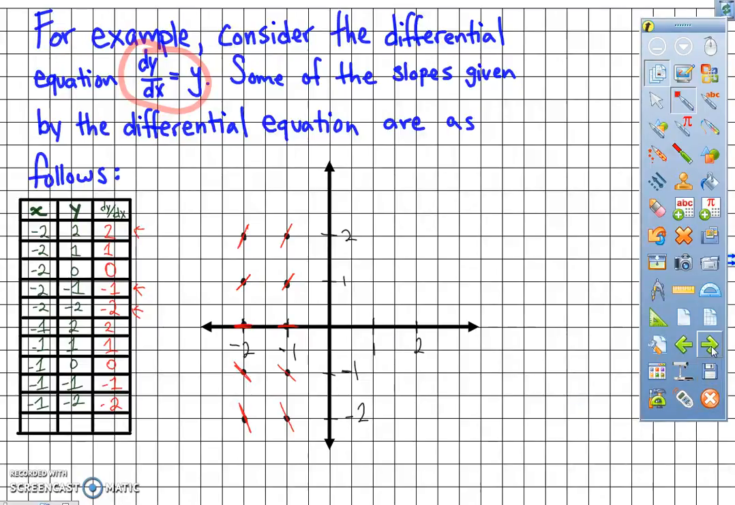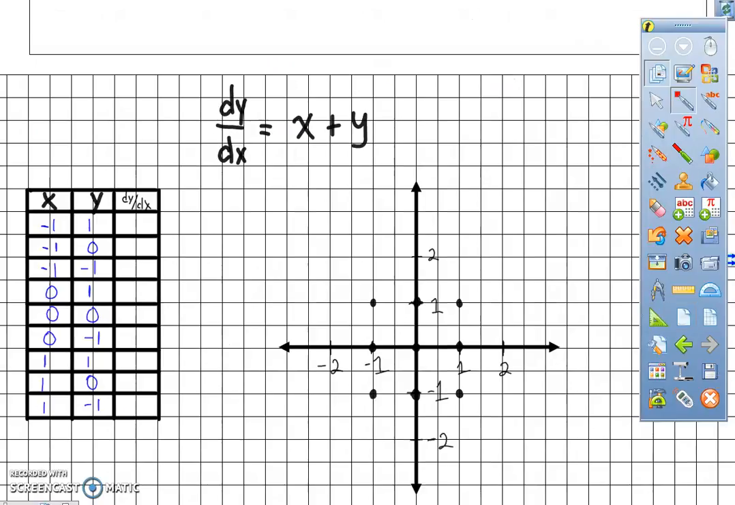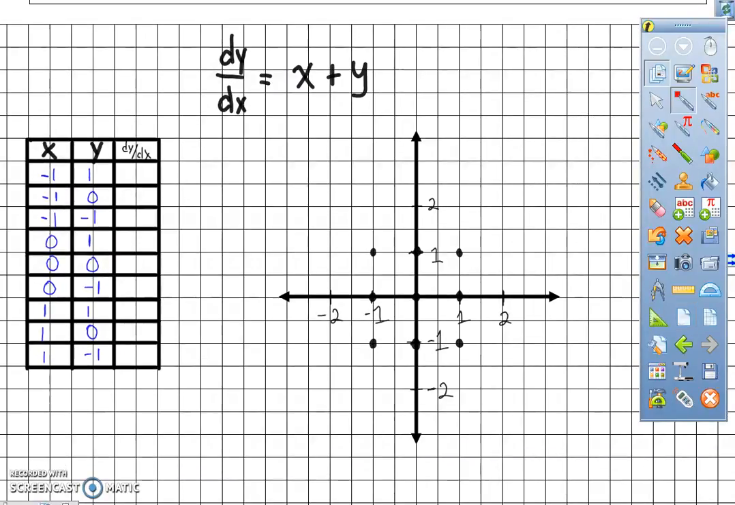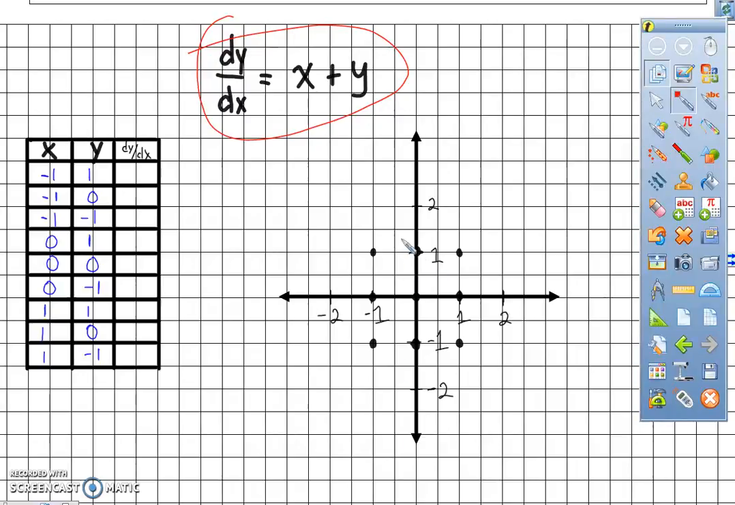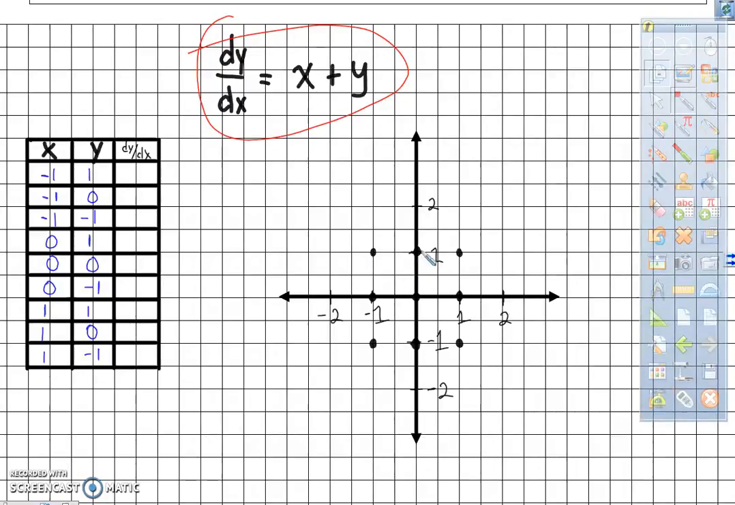Okay, let's try that example. So they're asking us the same thing, same problem, just a new function, a new differential equation. So go ahead and copy this down. And notice that this time I made different points, obviously different ordered pairs here, and obviously producing different points here.